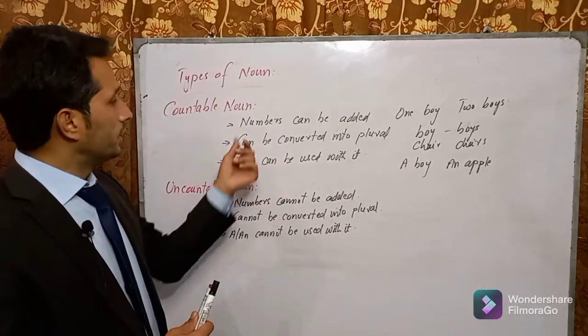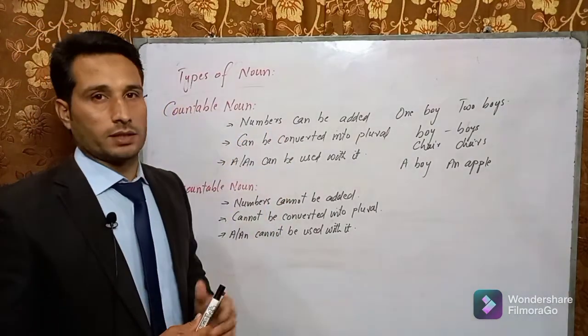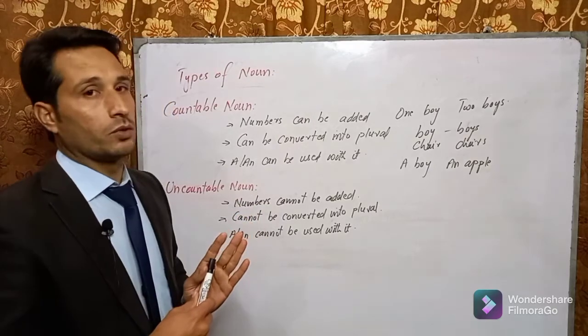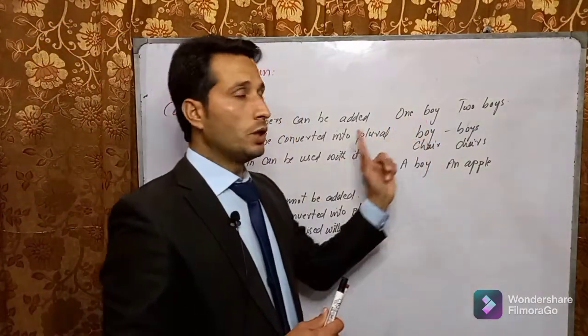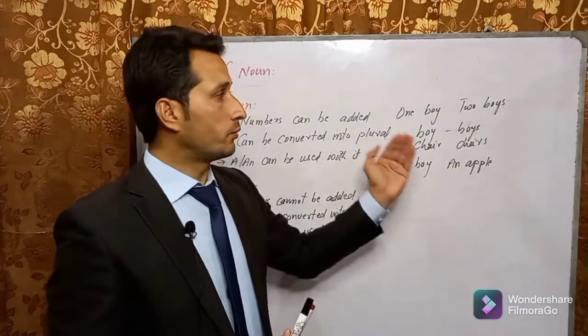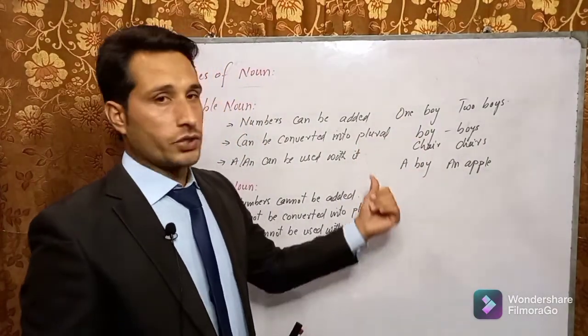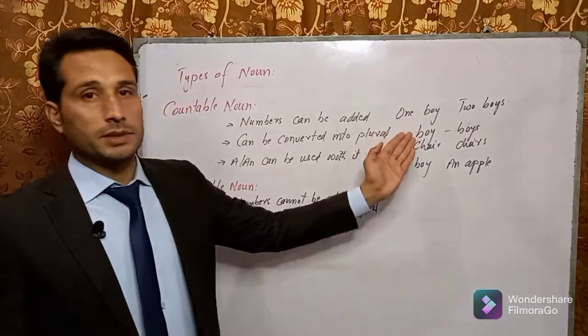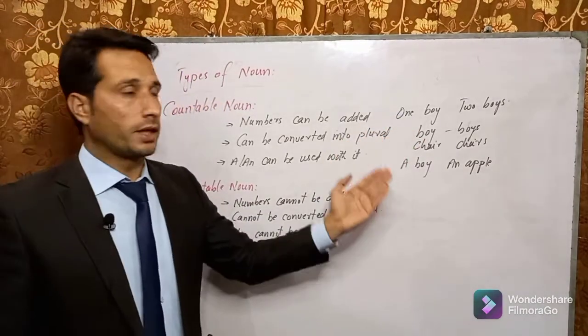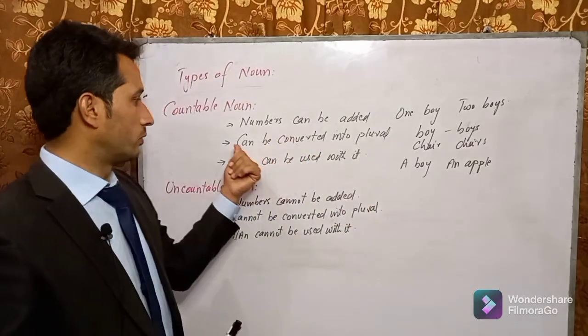For example, the first one is numbers can be added. If we can add numbers with a noun, that noun is supposed to be countable. For example, we say boy, one boy, two boys, three boys, 10 boys, one chair, 10 chairs, 50 chairs, etc. So we can add numbers with boy and chair, and thus chair and boy, they are countable noun.